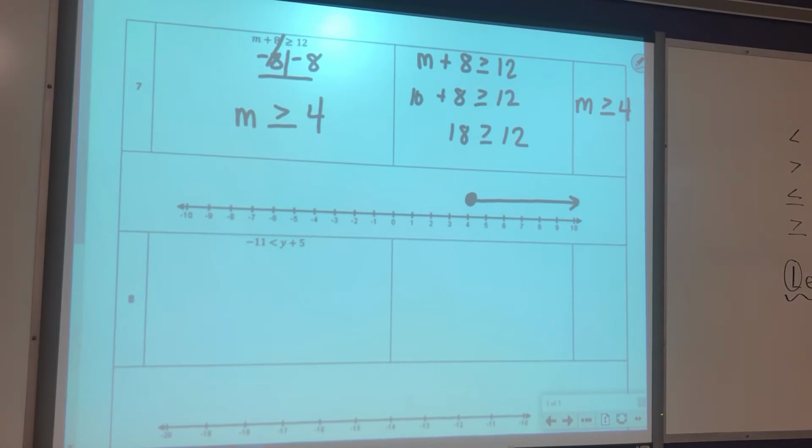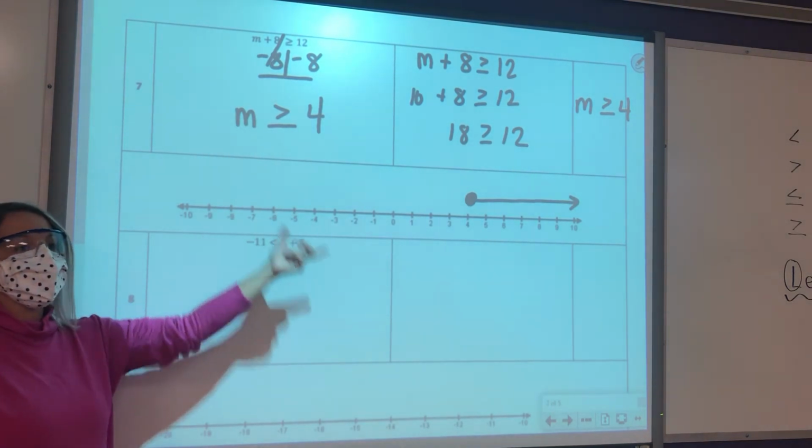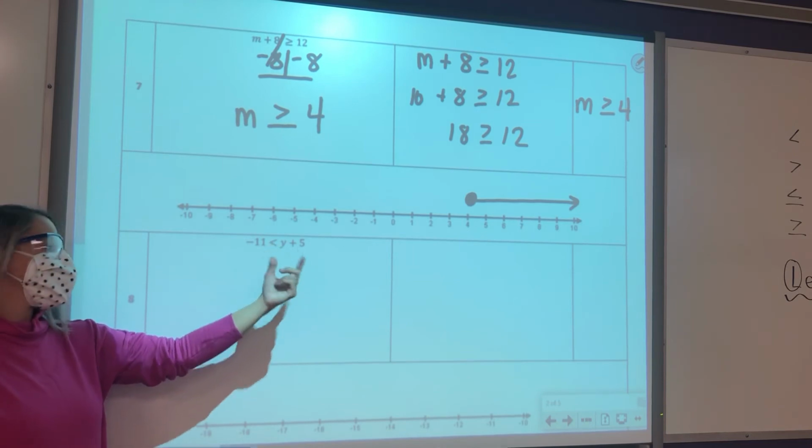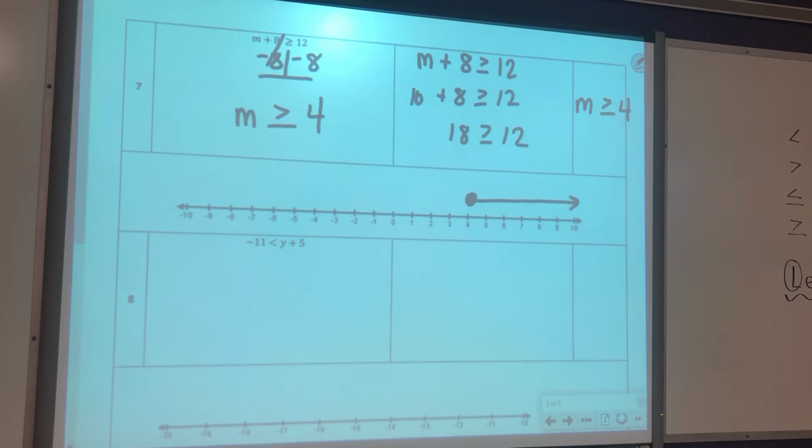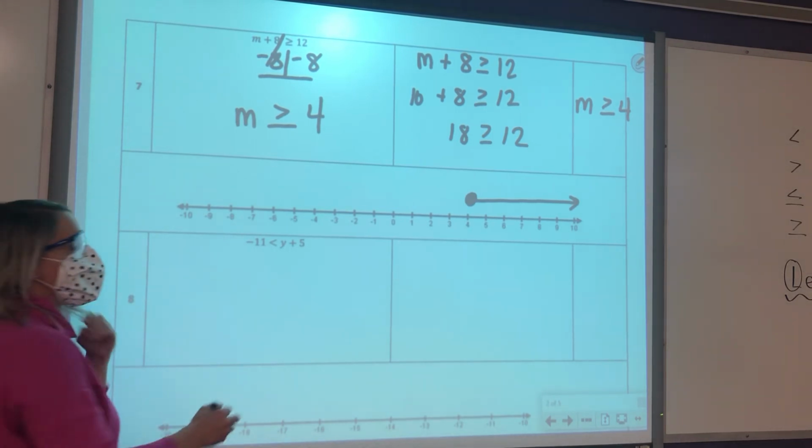Now looking at number 8, what's different? Signs, it's just flip-flops. Okay, there's a negative. Negative 11 is less than. There's a y as our variable instead of an x. So our problem is flip-flopped. We're used to having our variable on the left-hand side and our constant on the right-hand side. We could rewrite it, but I want you to notice what I do when I rewrite it.